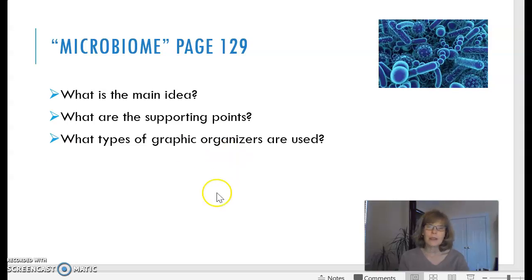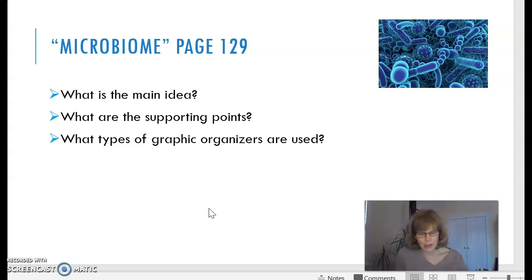Hopefully you can see that really the main idea they're discussing here is they want to show us the origins and the functions of microbiome, why they're important, right? Where they come from, these microbiome, and how they're used, what their functions are. So they use different types of graphic organizers to capture those 2 supporting points, their origins. I see that graphic organizer on page 129 showing 1, 2, 3, 4 different origins. Where do microbiome come from?